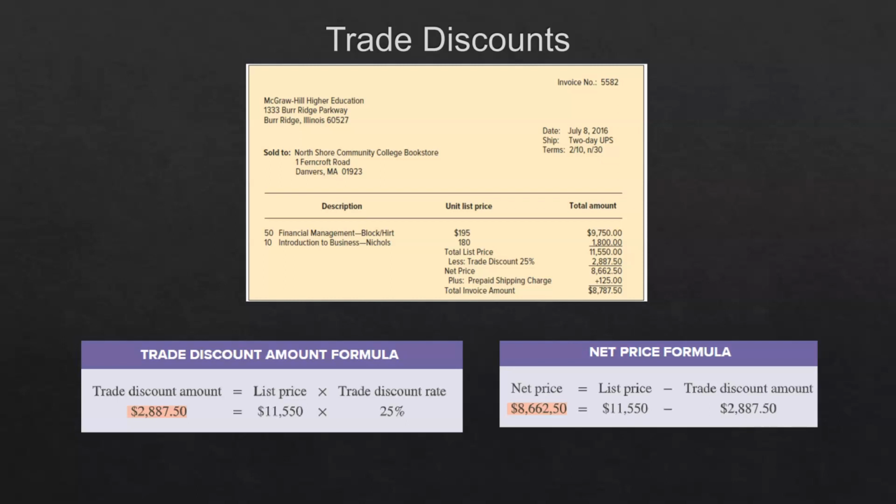And so you can see those things here. We can find the discount by multiplying by the discount rate. That gives us the amount. And then we subtract it from the list price to get the net price. So list price is always going to be higher, and net price is going to be the smaller amount.